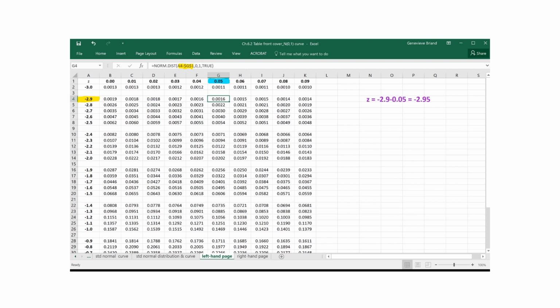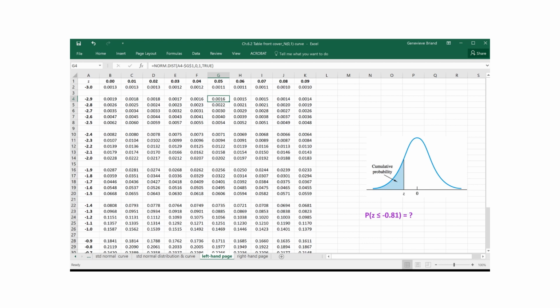So minus 2.9 minus 0.05 equals the minus 2.95 we're working with. I have dollar signs around the cell reference for G1 because I had written this cell reference and then copied down below. And when I did that, I didn't want that cell reference to change. Last argument, we set it to true, because that's what this table on the front cover of our text gives us, cumulative probabilities. So here the probability that z has a value equal to or less than minus 2.95 is 0.0016.